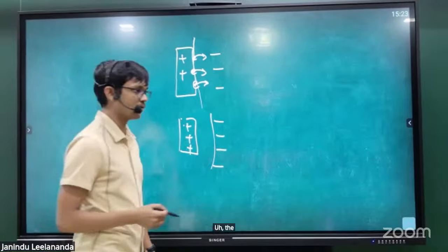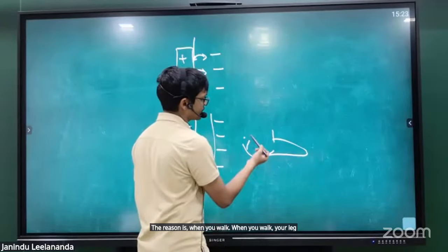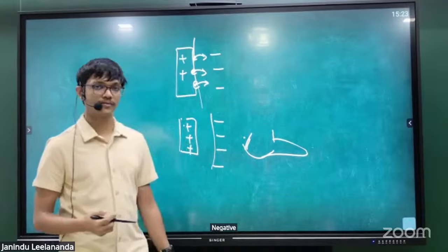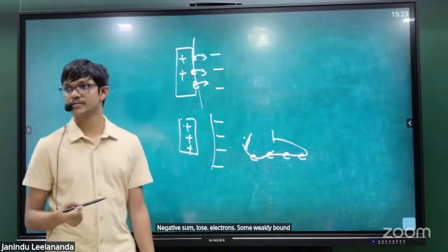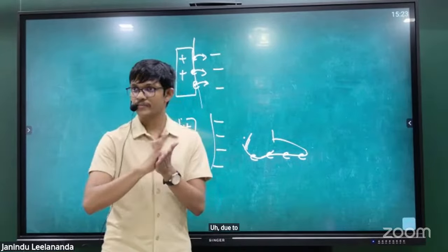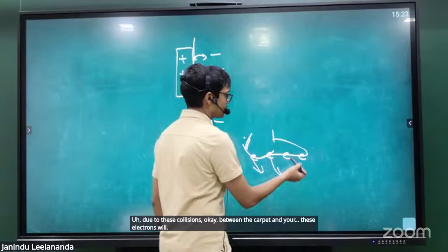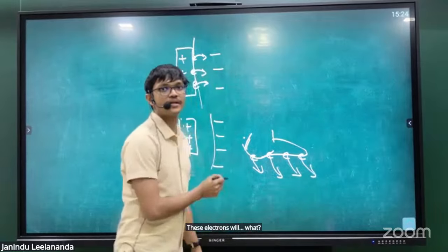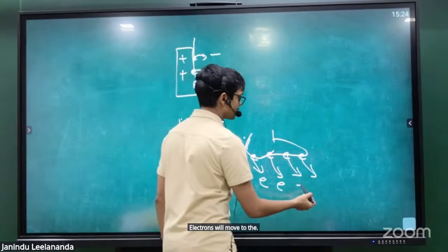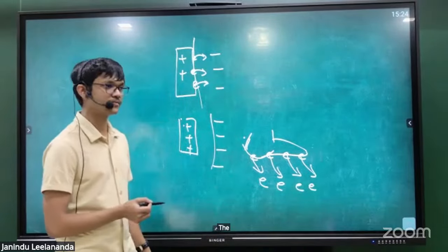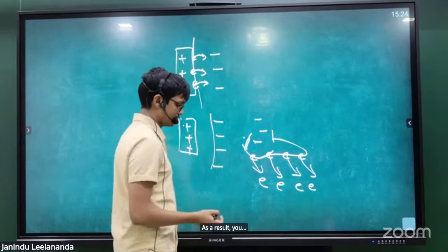The reason is, when you walk, your foot will have some loose, weakly bound electrons. Due to the collisions between the carpet and your foot, the electrons will move to the carpet. Electrons will be moved to the carpet, and as a result, you will be positively charged.